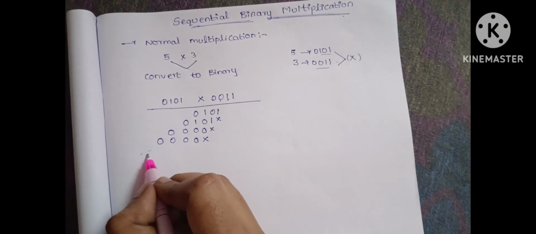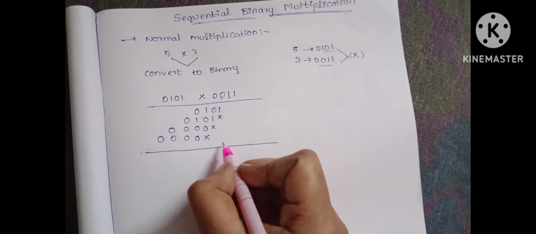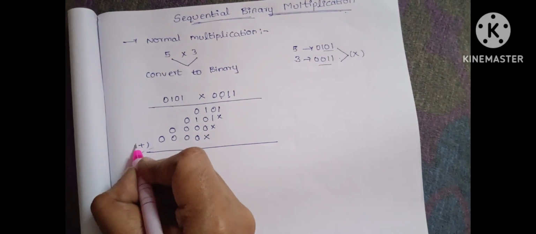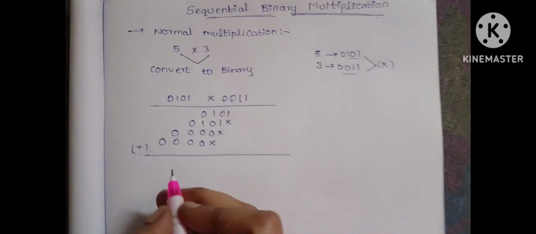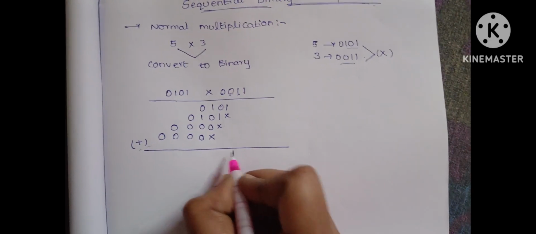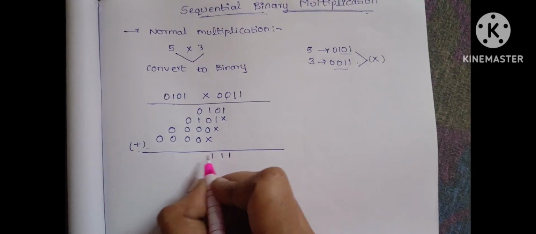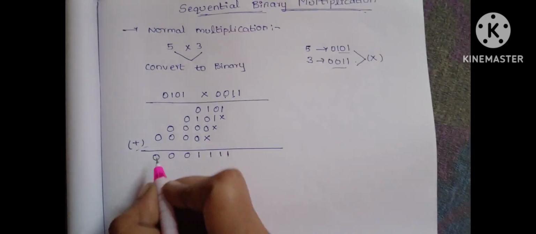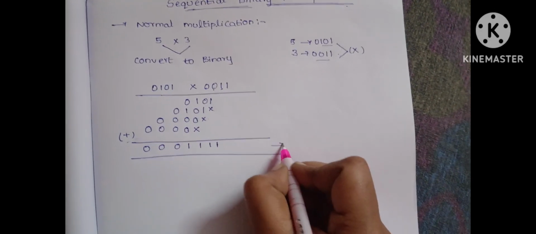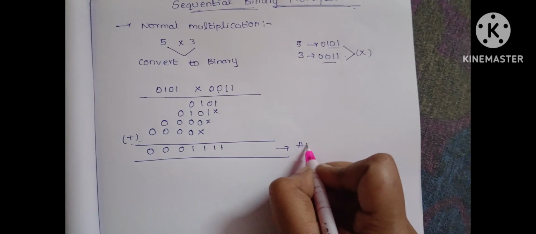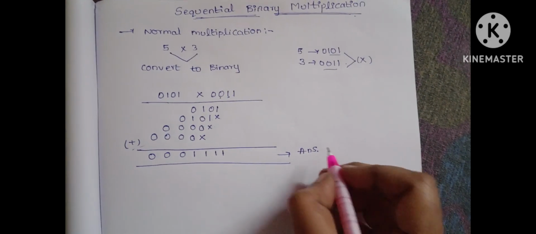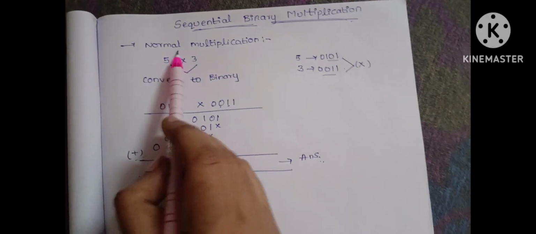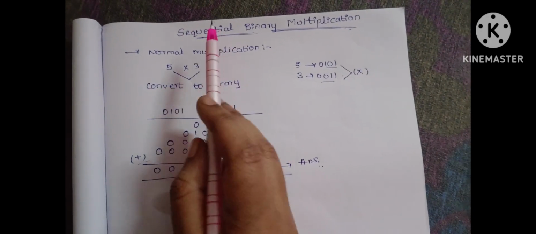Now I'm doing addition to get the final answer. Now let us do the addition. When we do addition, we'll get 1 1 1 1 and all are zeros. So this is our final answer, which we'll get when we do multiplication for binary forms of two numbers, right? Now let us go with the sequential multiplication.